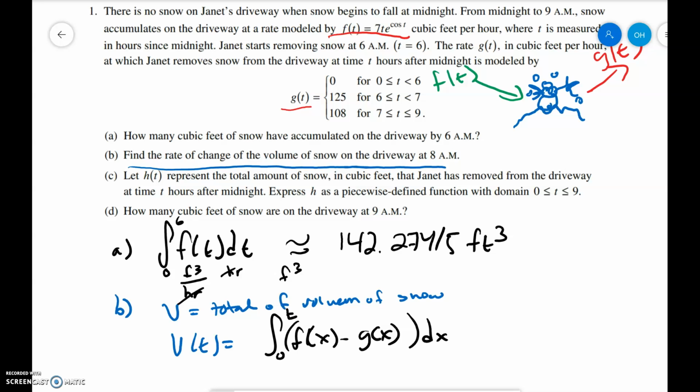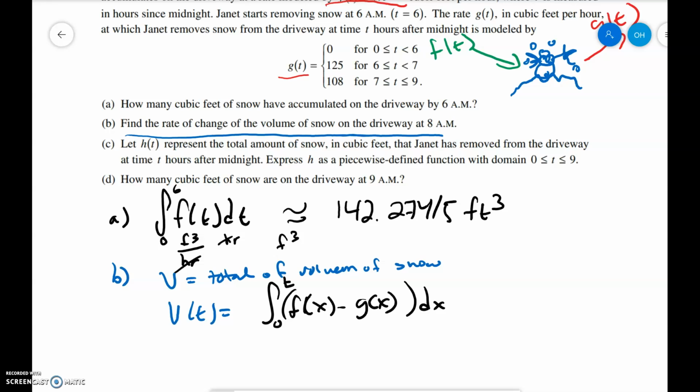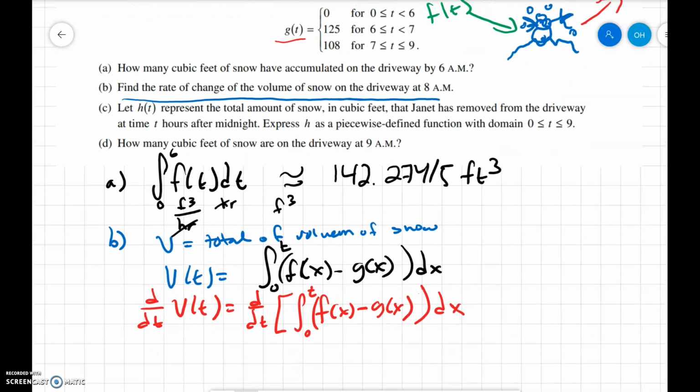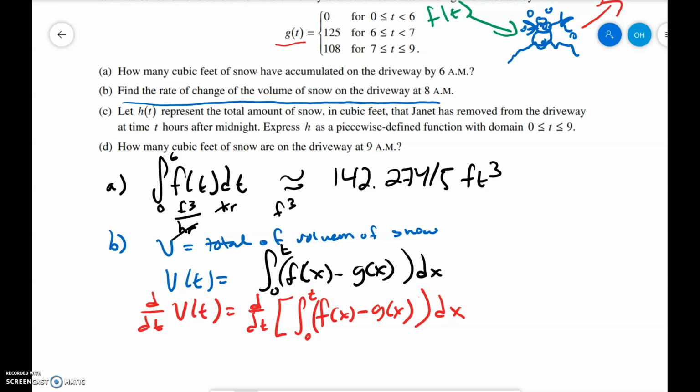All right, now I want the rate of change of the volume of the snow. So that means I need to take the derivative of this. So I'm going to take the derivative of both sides. V of t, d/dt of this. And on the left side, this is just V prime of t.